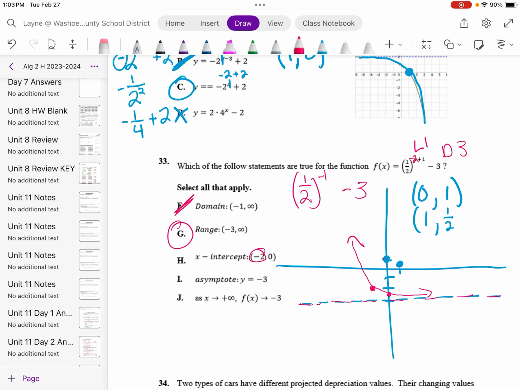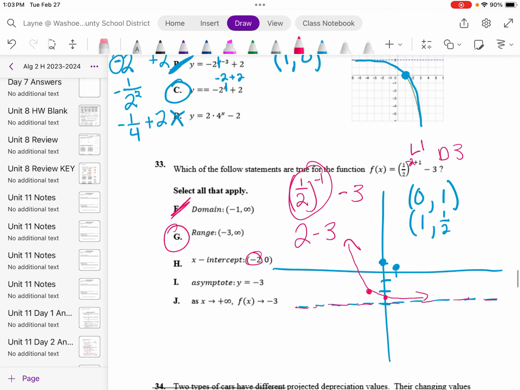The -1 exponent flips this whole fraction, so this will be 2 minus 3. 2 minus 3 is -1. So that means that it contains the point (-2, -1), not (-2, 0). So it's not H. Again, that would have been a really quick check. You would just graph the original in the graphing calculator and go to the table and see if it has an x-intercept of (-2, 0).